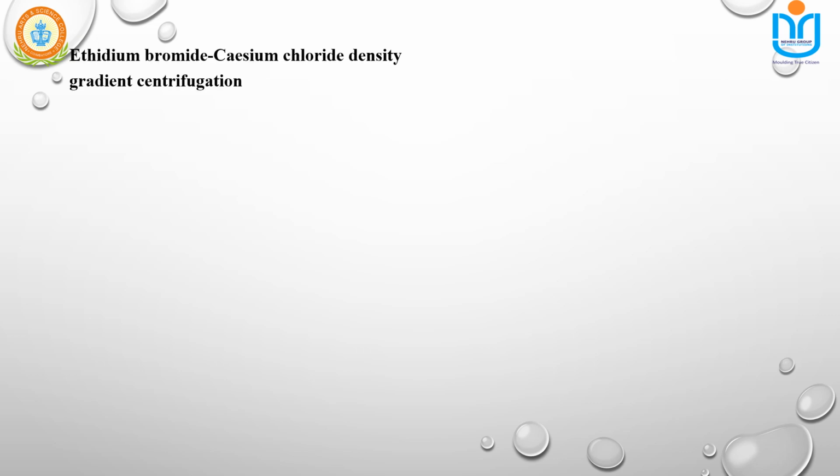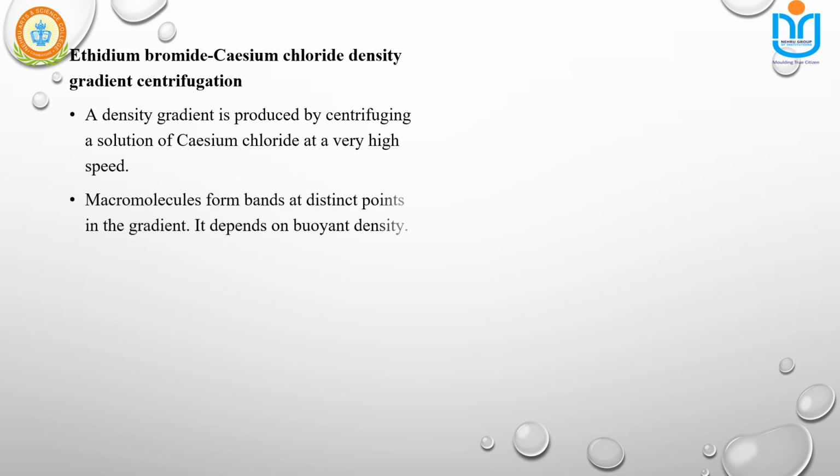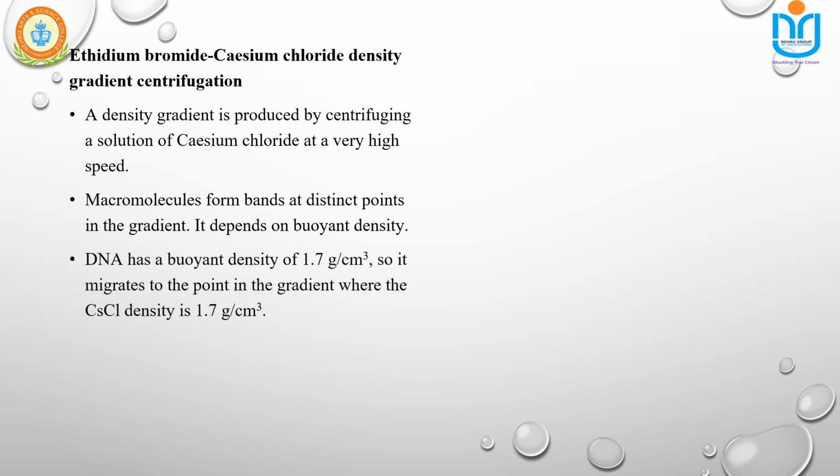The next method is ethidium bromide cesium chloride density gradient centrifugation. A density gradient is produced by centrifuging a solution of cesium chloride at a very high speed. Macromolecules form bands at distinct points in the gradient. It depends on buoyant density. DNA has a buoyant density of 1.7 gram per centimeter cube, so it migrates to the point in the gradient where the cesium chloride density is 1.7 gram per centimeter cube.